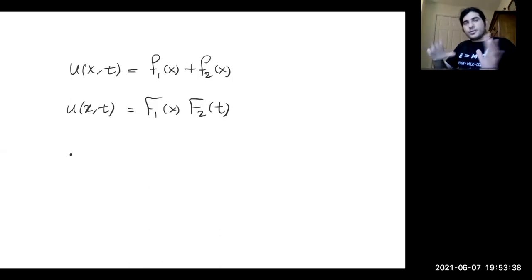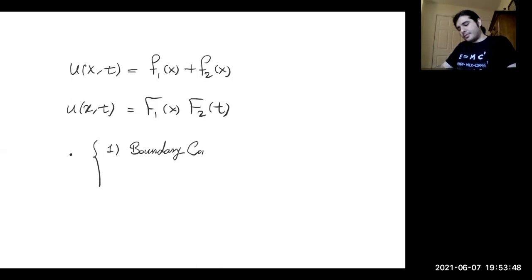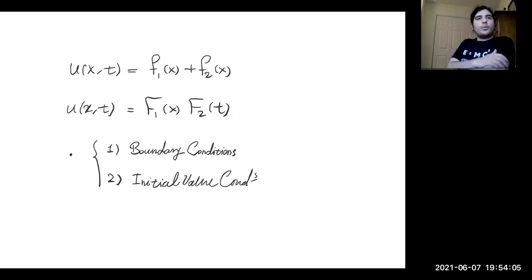There are two sorts of conditions here. One family is called boundary conditions, and the other one is called the initial value conditions. So what is the story here?